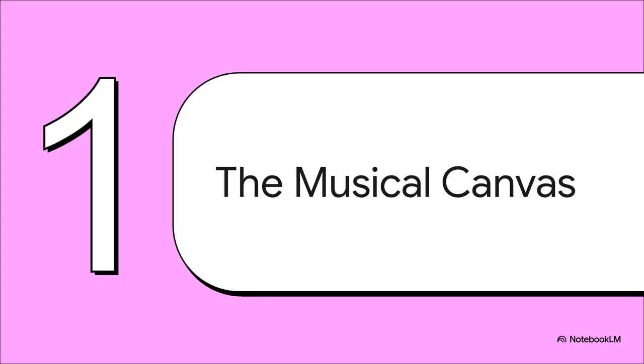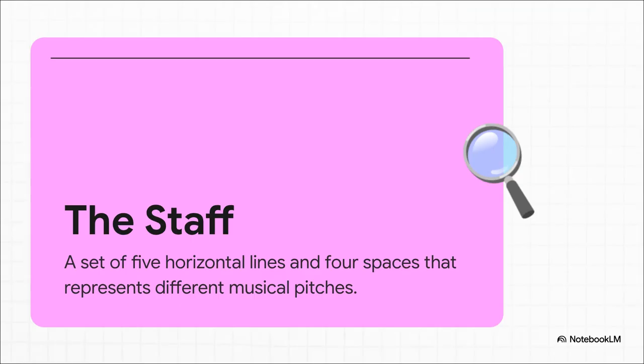So every language needs a place to be written, right? A page, a screen, whatever. In music, that place, our basic canvas, is something called the staff. Think of the staff like a ladder for sound. It's just a simple grid, 5 lines and the 4 spaces in between them.